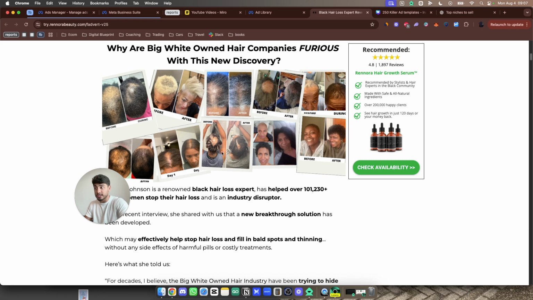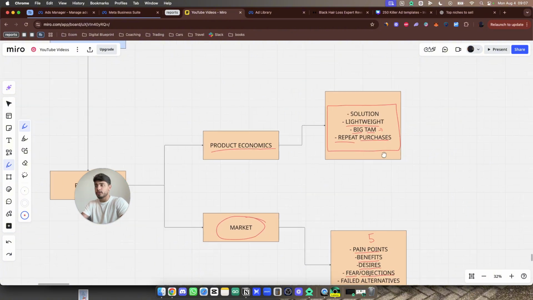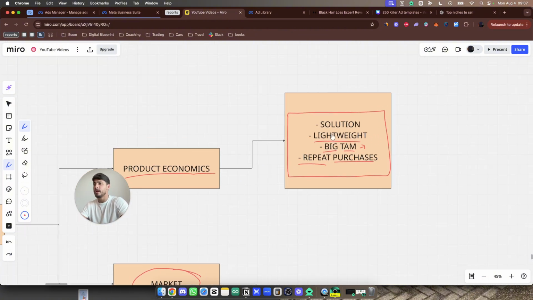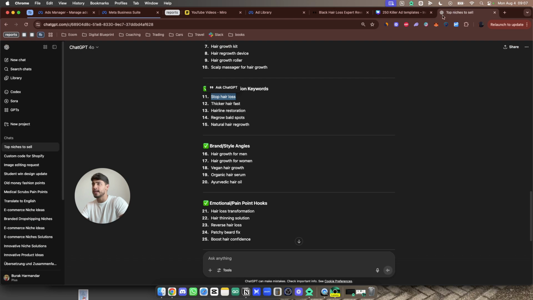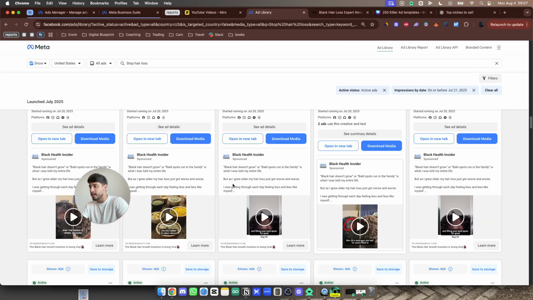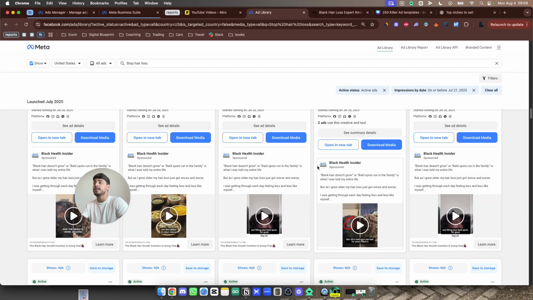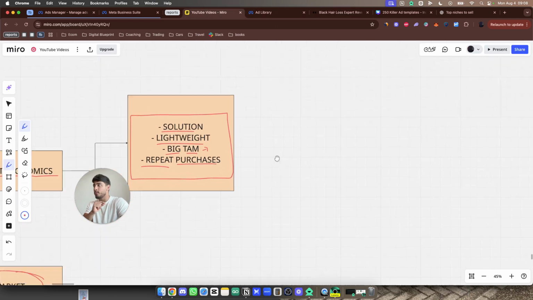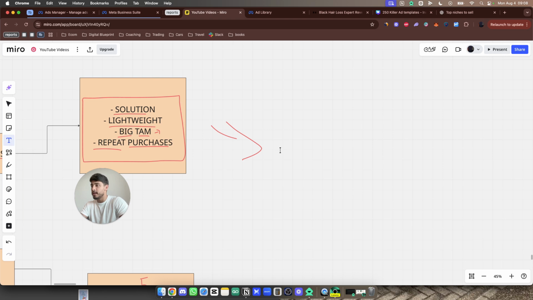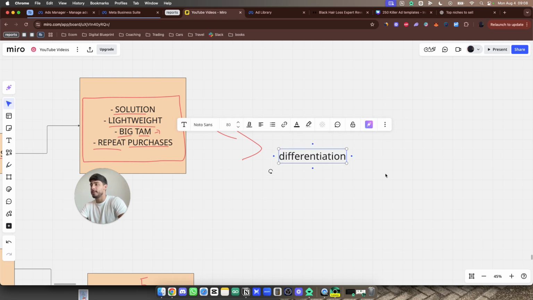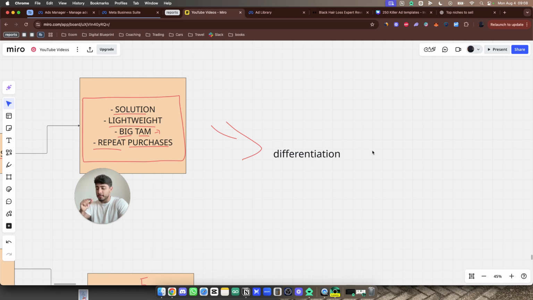Now, they are selling to a specific audience, right? So their market that they're selling to, first of all, let's go down the product economics path. Is it a solution that they're selling? Yes, they're absolutely selling a solution, which is basically a hair growth serum. And what they're also doing, which is very good, and which I went into in other videos, is differentiation. Let me make that bigger for you guys.